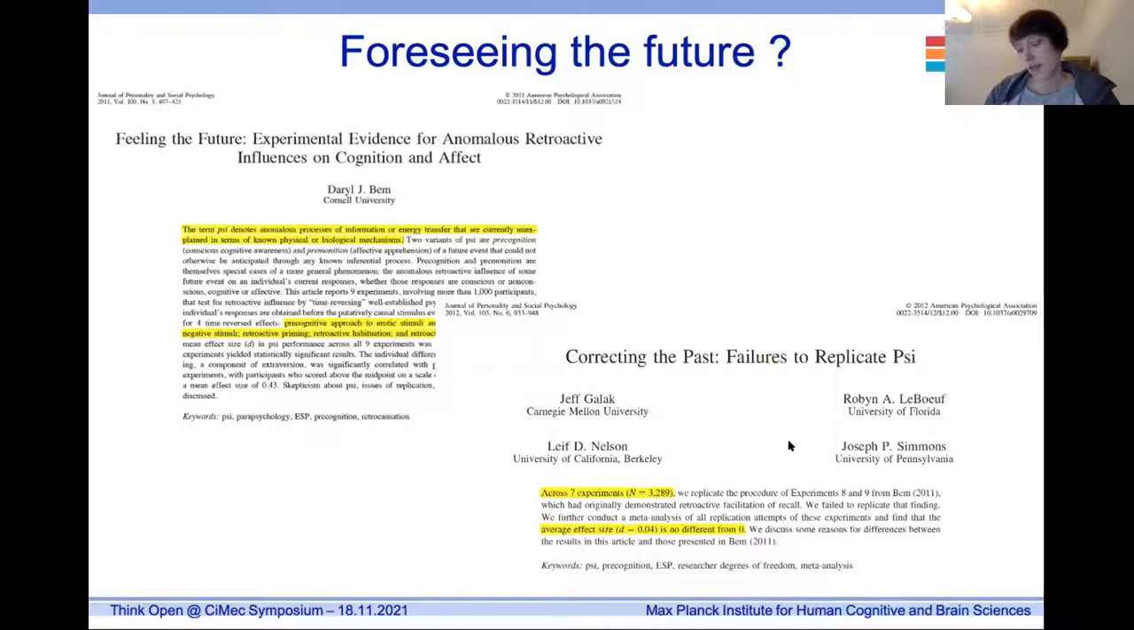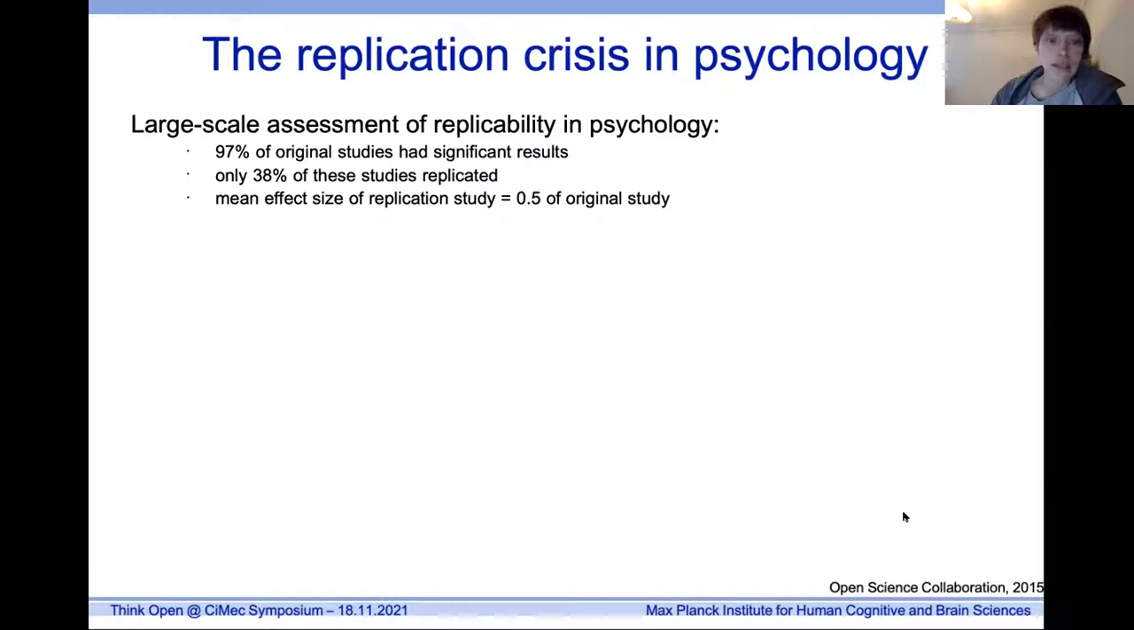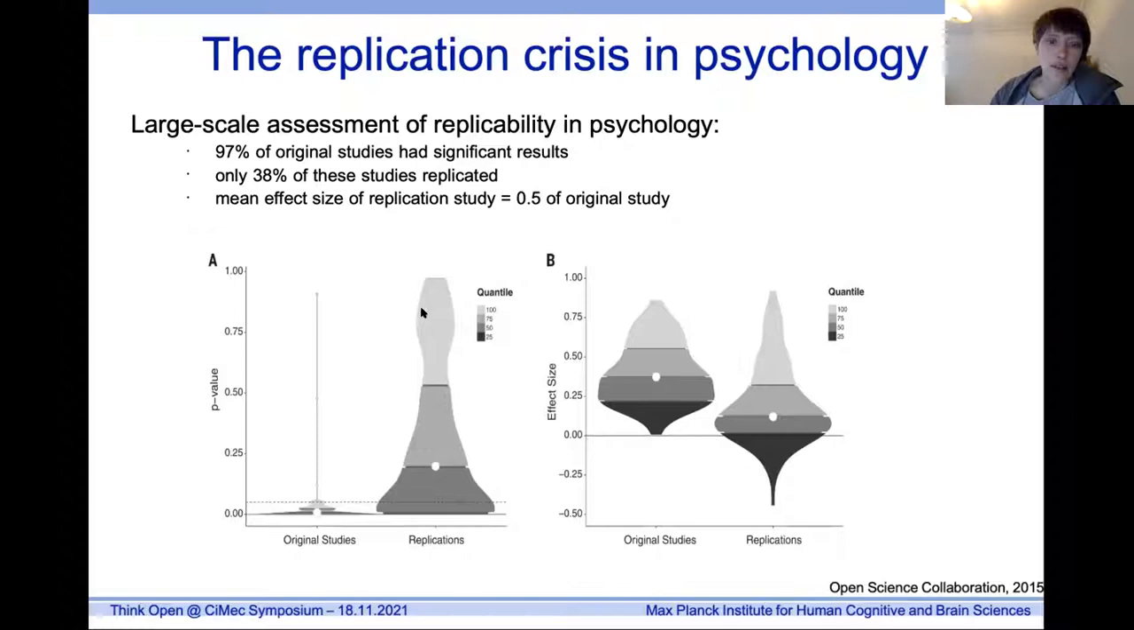And I think this is a very interesting example of the replication crisis in psychology that you have probably all heard of, and that was assessed by the Open Science Collaboration in 2015. Here they showed that while 97% of original studies had significant results, only 38% of these studies replicated. Here we see the original p-values and then the p-values of the replications, and also the mean effect size of the replication studies was around 0.5 of that of the original studies.